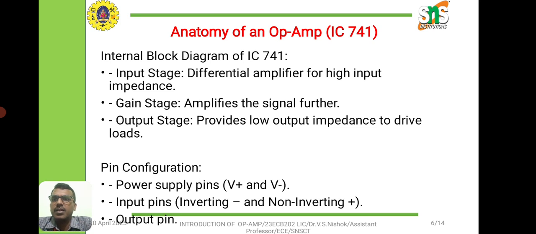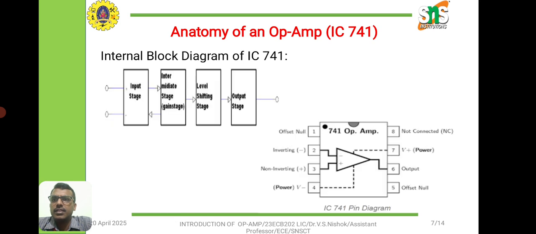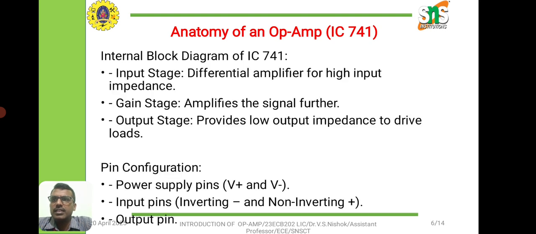Anatomy of the operational amplifier. We can see the block diagram of the operational amplifier now. It is divided into four main blocks. Initially it starts with the input stage, then the intermediate stage, otherwise named the gain stage, then the level shifting stage and the output stage. That is discussed here in this slide.